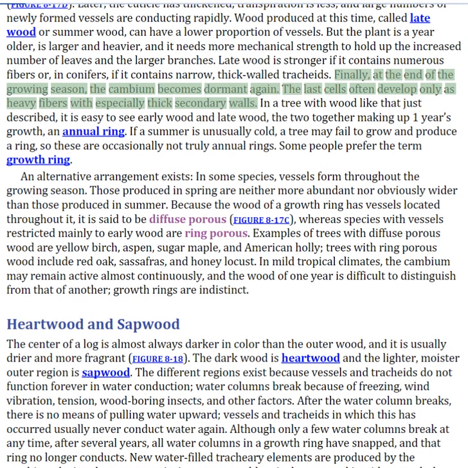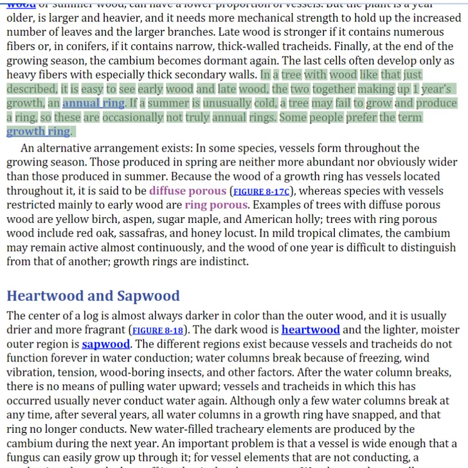Finally, at the end of the growing season, the cambium becomes dormant again. The last cells often develop only as heavy fibers with especially thick secondary walls. In a tree with wood like that just described, it is easy to see early wood and late wood, the two together making up 1 year's growth, an annual ring. If a summer is unusually cold, a tree may fail to grow and produce a ring, so these are occasionally not truly annual rings. Some people prefer the term growth ring.